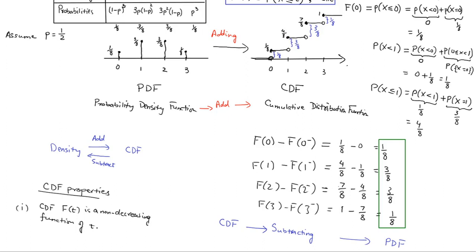Remember, this here is the axis for t. Values of t are increasing in this direction. Okay. The cumulative density function is a non-decreasing function of t. Can anyone explain?